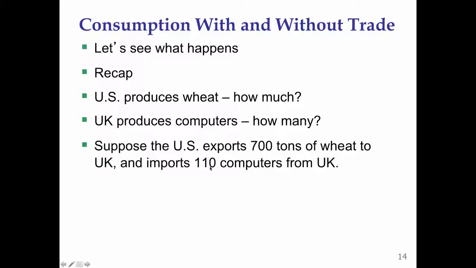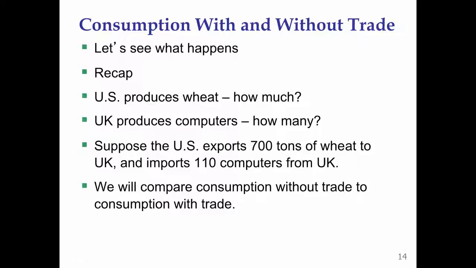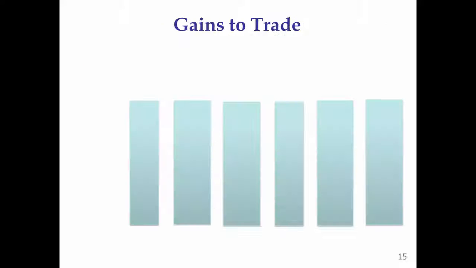700 tons is worth 110 computers, so it's about a factor of 7. So our terms of trade lie in between the relative opportunity costs, but again, you don't have to know that. I would always just tell you how many units would be exported and imported. And so let's look, finally, at what happens with trade compared to what happens without trade.